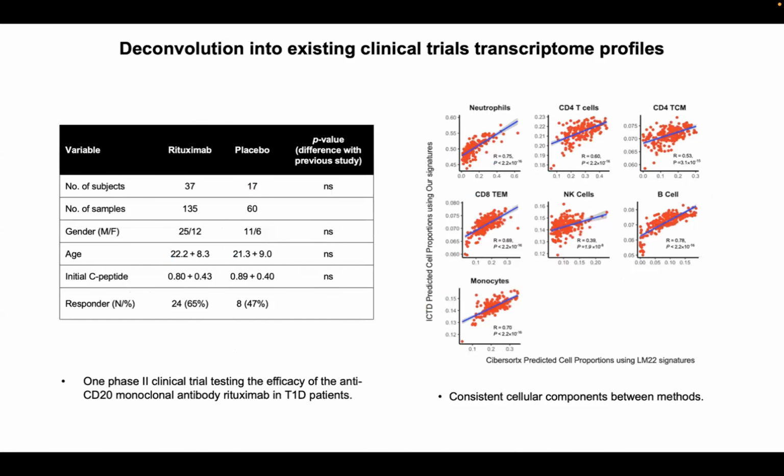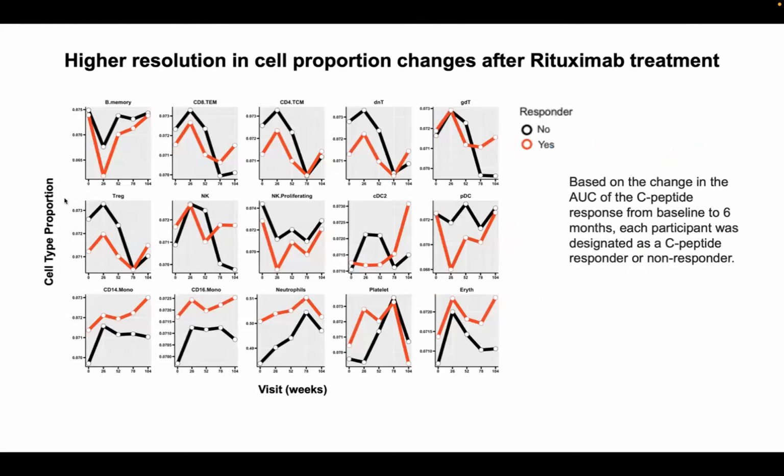So we are also retrieving the public data from the GEO database for their expression profiles. By this, we can get 37 patients from the treatment arm and another 17 patients from the placebo arm. We also did the deconvolution with those two tools simultaneously using different signatures. We can also find a strong correlation between those two deconvolution methods for the major cell types. And then we look at the cell type proportion change profile over time.